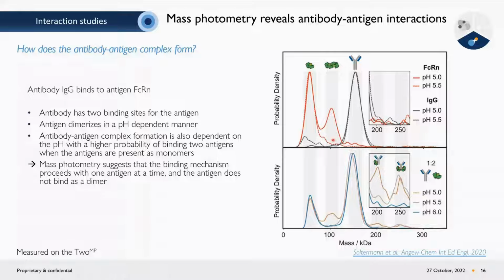However, at pH 5.5, where we do not have dimers in solution, we see a much higher percentage of antibody bound by two antigens. This shows us that the very likely pathway of binding of FcRn to IgG is that one binds first and then the second one binds. So in this case, using the screening, we can also determine how the complex is formed.